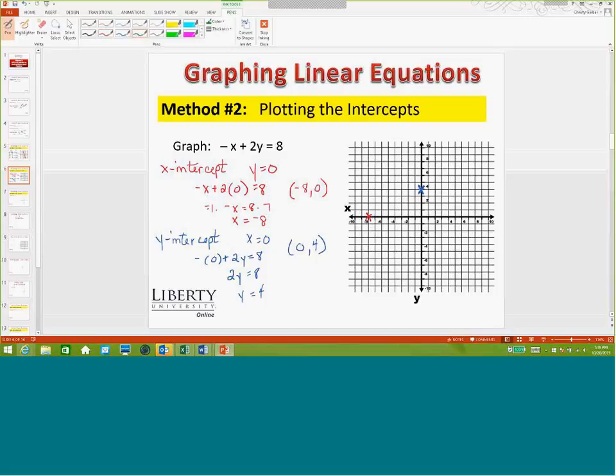This is what you're going to do in MyLabs Plus. You're going to plot the intercepts, and then MyLabs Plus will automatically drop this line in for you. You don't have to freehand it.